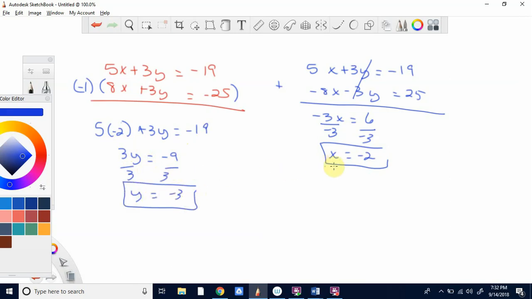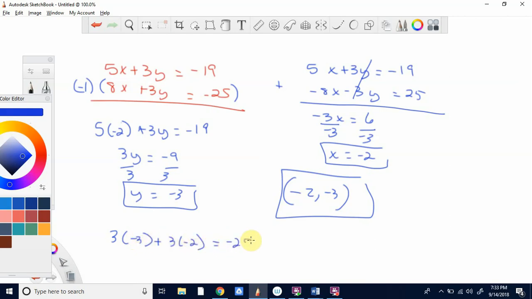So remember, the break-even point is a coordinate xy, so my solution is negative 2, comma negative 3 in coordinate form. And I do want to check it to make sure that I didn't make any bad math errors, so I'm going to put it in the second equation. So 8 times negative 3 plus 3 times negative 2 should give me negative 25.